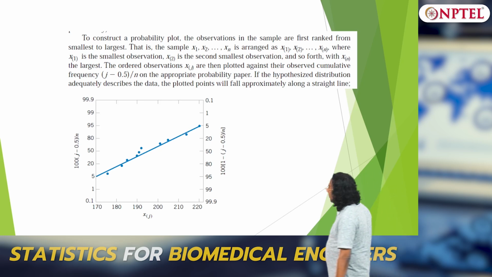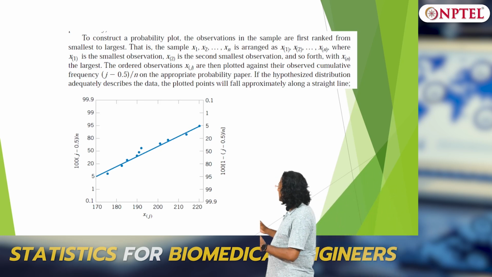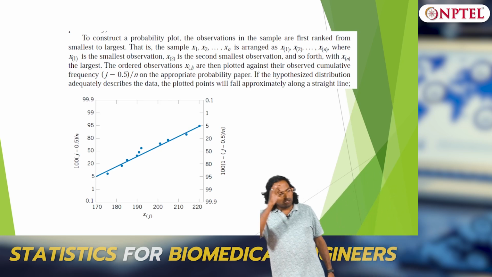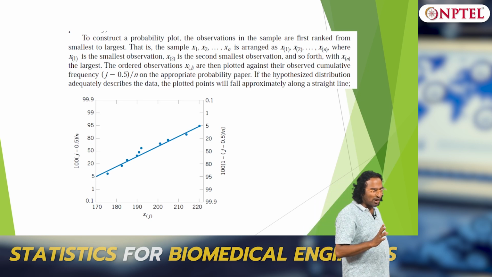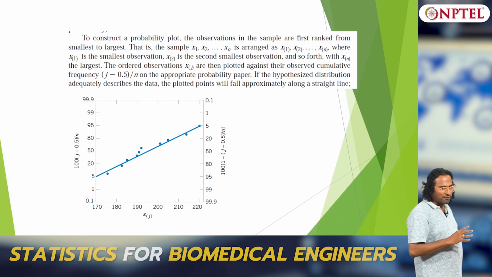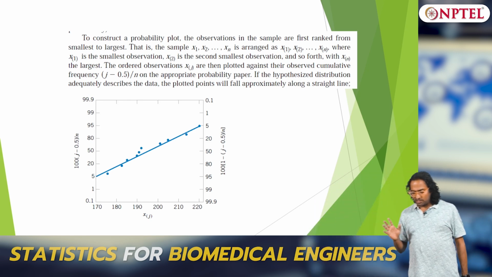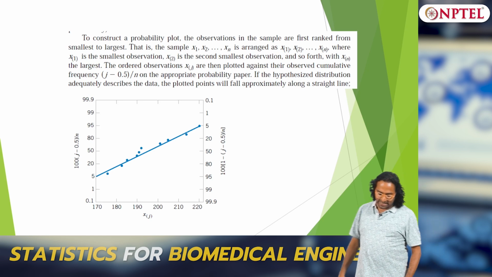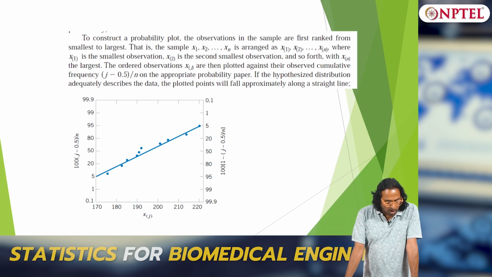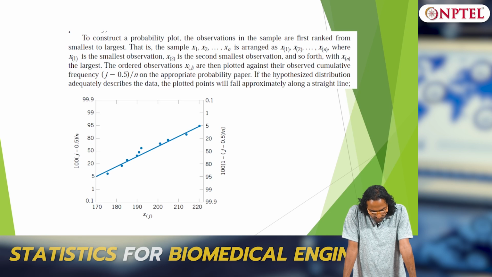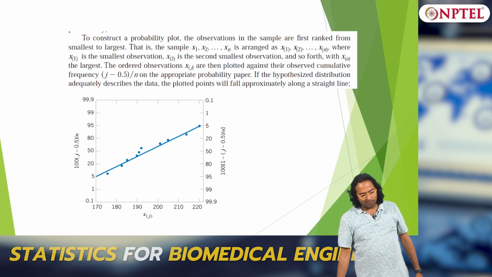So how do I do it? To construct a probability plot, the observations in the sample are first ranked from smallest to largest. So rank the observation values from smallest to largest. x1 to xn is arranged so that x1 is the smallest observation, x2 is the second smallest and xn is the largest observation. Now the ordered observations are then plotted against their observed cumulative frequency. What do I mean by that?